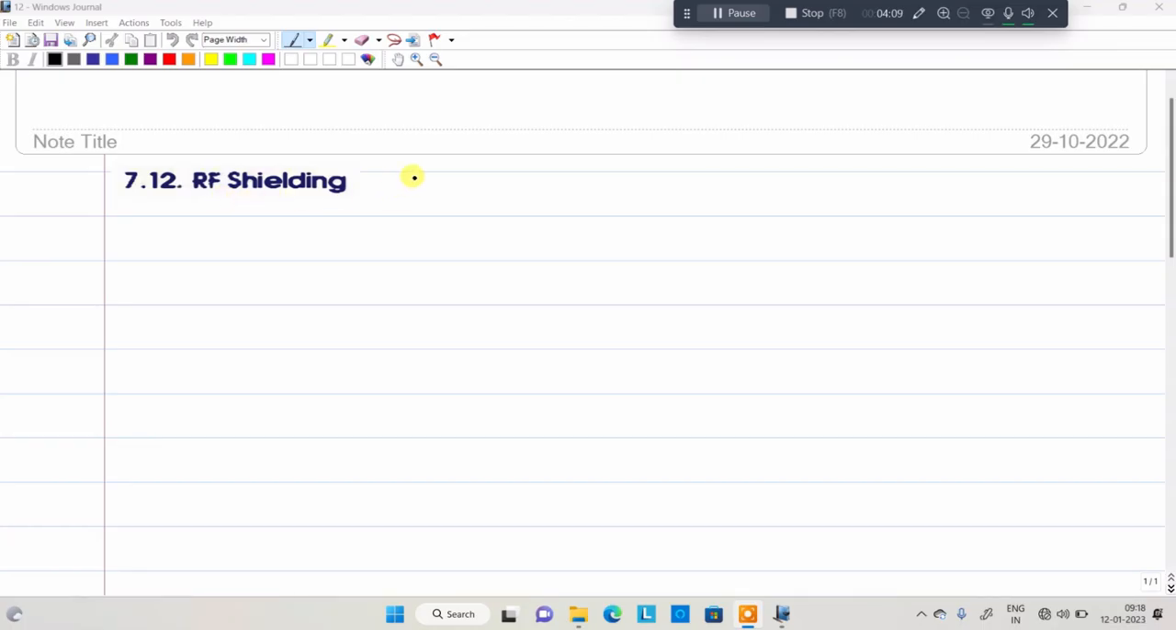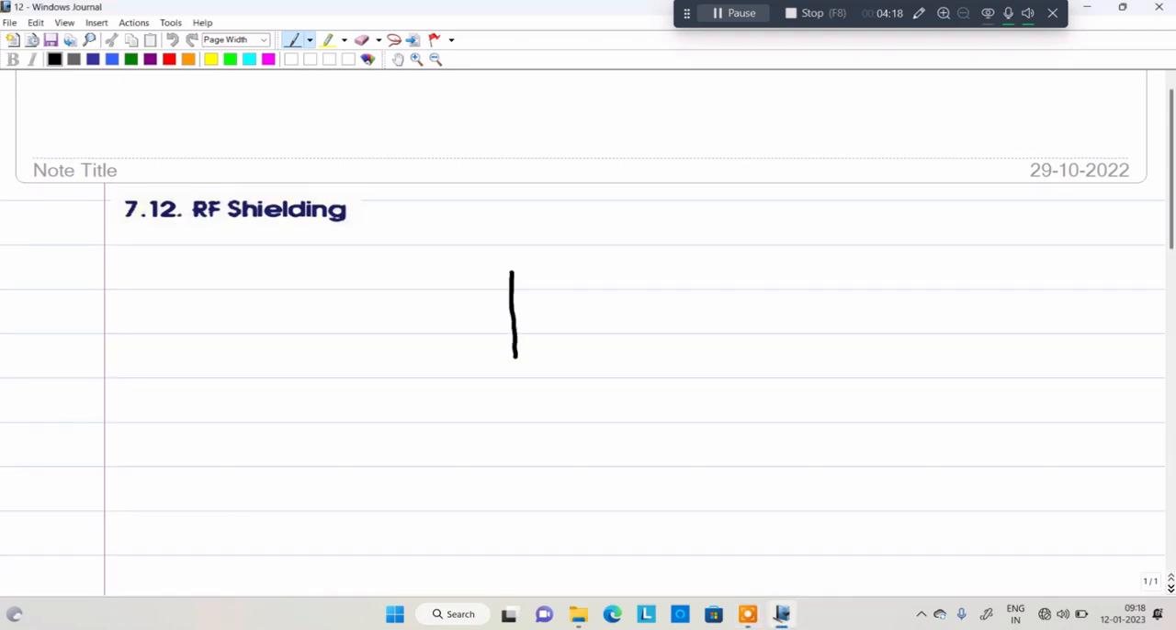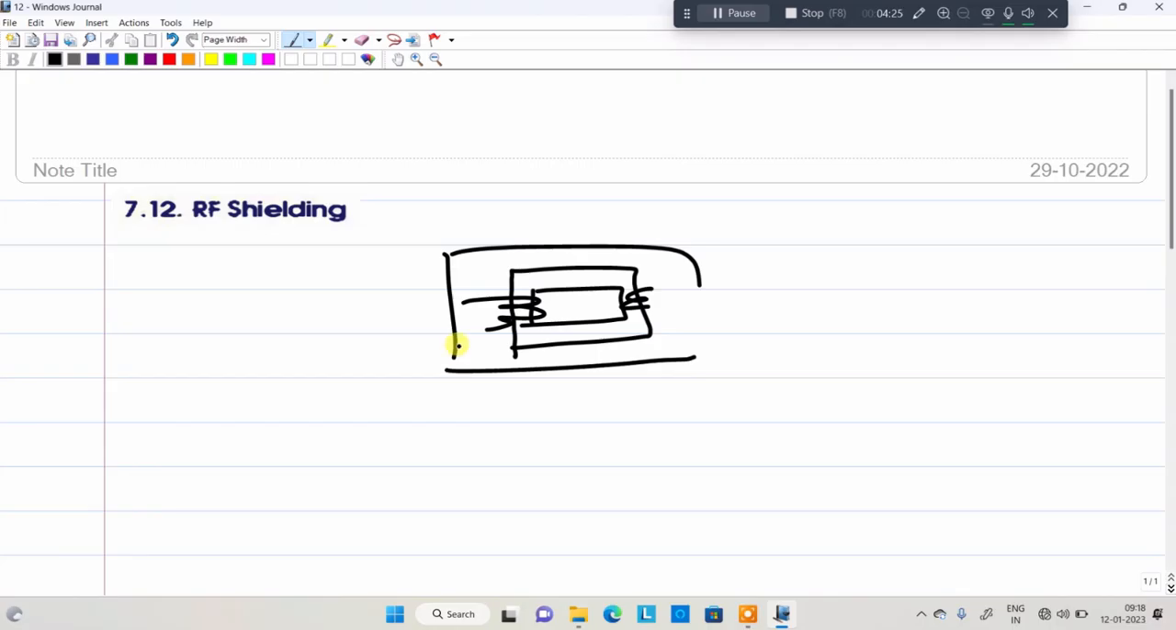RF shielding, the last topic in this video. Magnetic shielding and RF shielding are both different. For example, in the transformer, we are providing the RF shielding. In that case, what exactly is it doing? Just 1 minute, I will conclude that. You want to protect from the external magnetic flux, right, or the earth's magnetic field. So we are using this RF shielding.